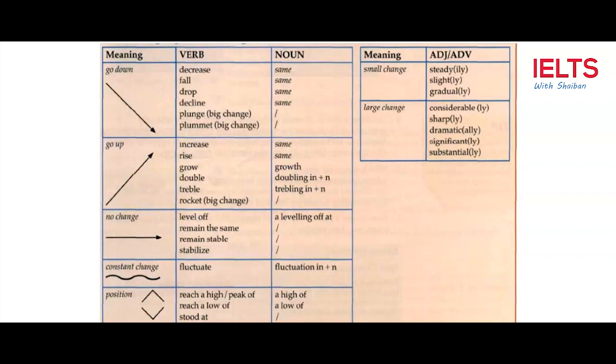So for people who want to achieve band 6 or 7, or even more than 7 in IELTS, one of the issues needed is accuracy. And this accuracy can be shown by showing the language of change. Is it a small change or a large change? As you can see in the following figure.